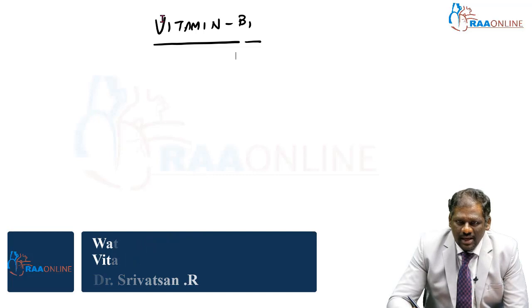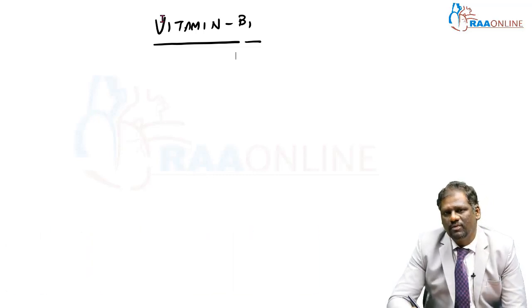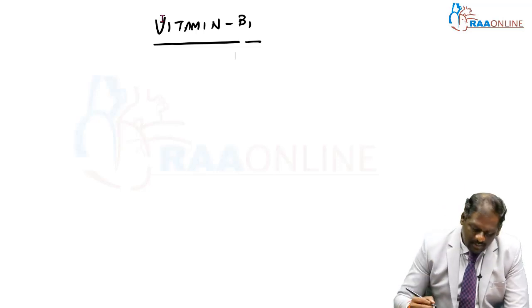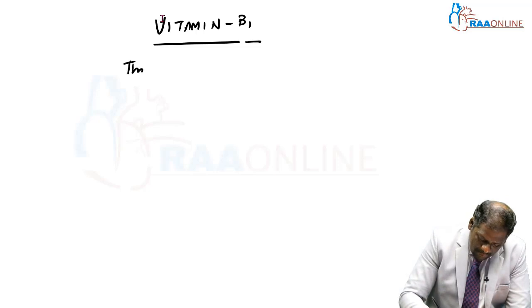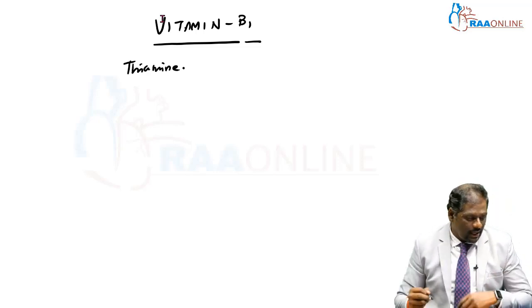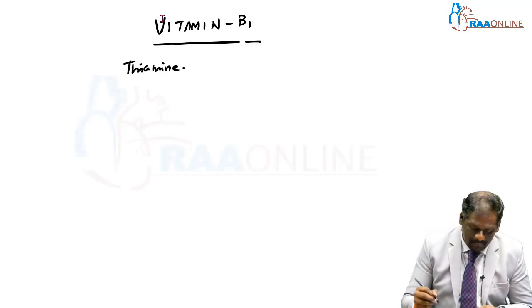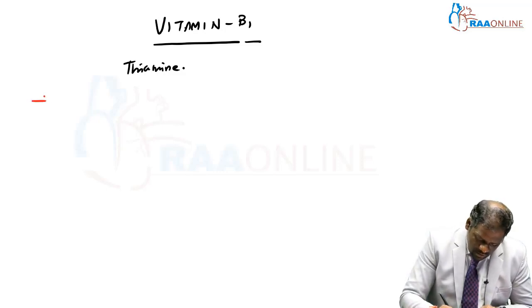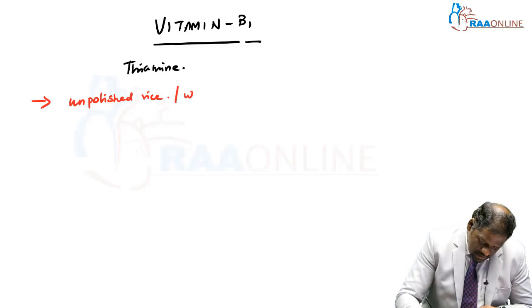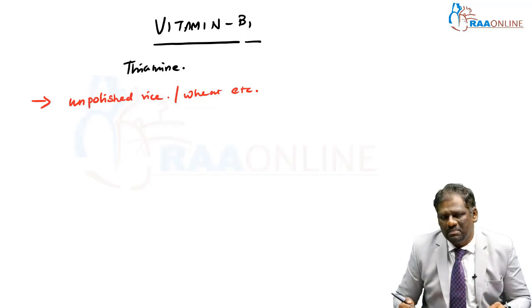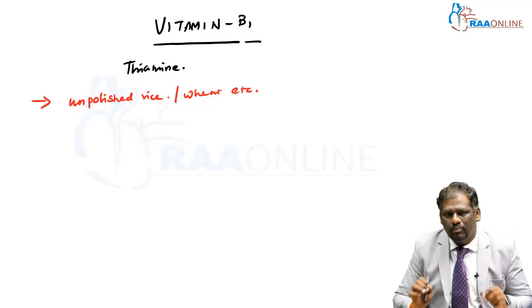In this session we'll be seeing about the first water soluble vitamin of the vitamin B complex, which is vitamin B1. Vitamin B1 is otherwise called thiamine. What are the sources of this vitamin B1? The source of vitamin B1 is primarily unpolished rice, wheat, etc. There are other sources of vitamin B1, but I am just sticking to the main points.